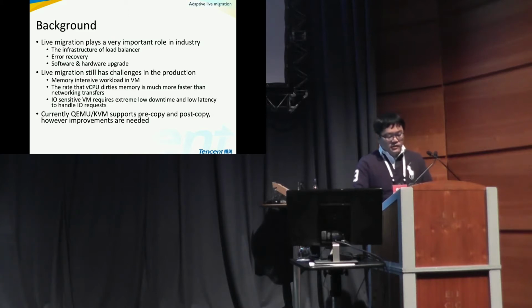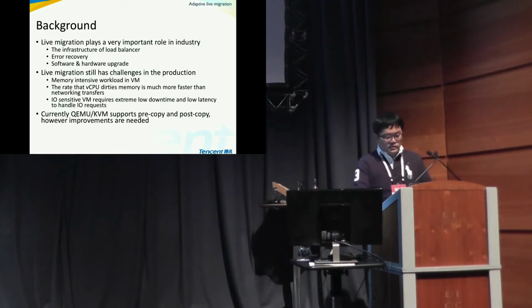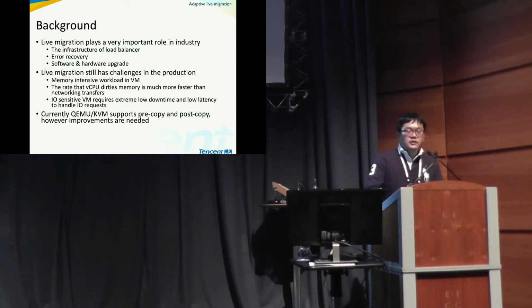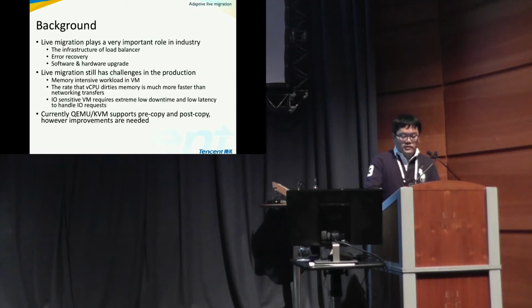And as we know, so far new cloud usage, such as machine learning, deep learning, data mining, and other memory-intensive workloads, are bringing challenges for migration. The memory dirty rate may be much faster than the network transfer speed. Also, I/O-sensitive VMs require extremely low downtime and low latency. So we think there is an improvement needed in this area, and we came up with this idea, which is called adaptive live migration.